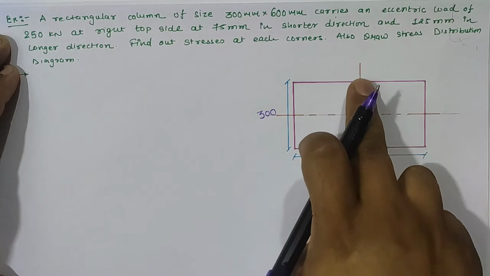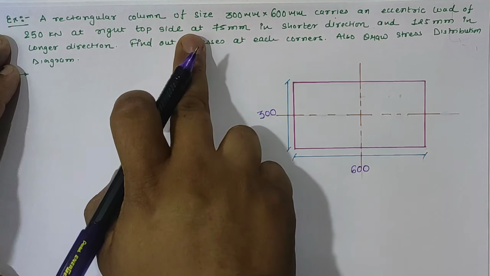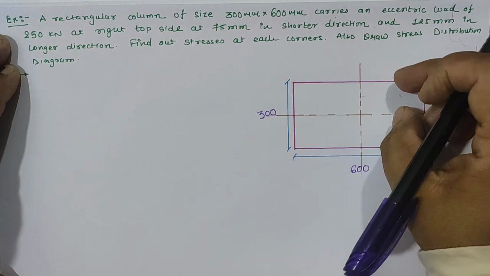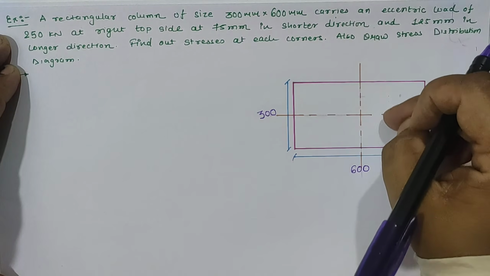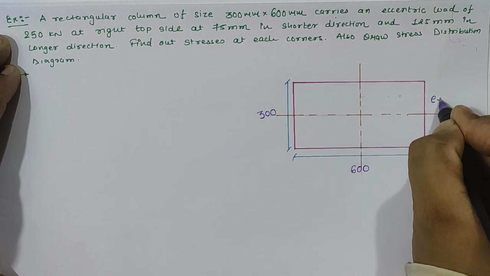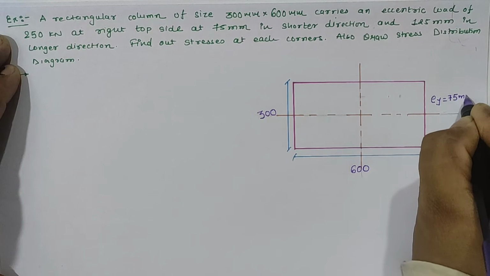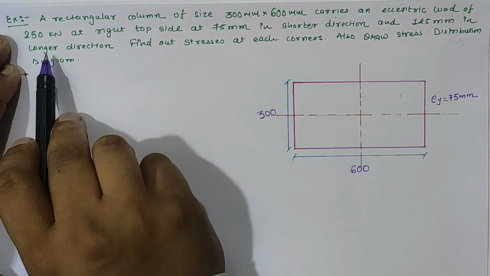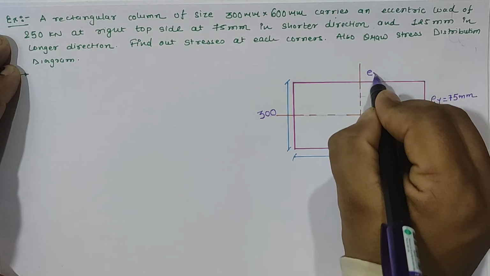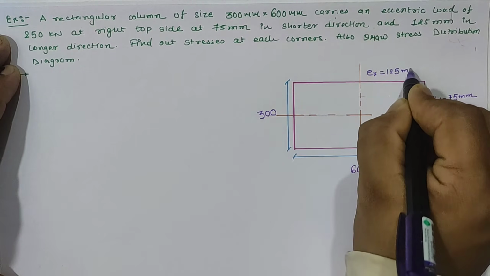It means the eccentric load is in the right top side of the section at 75 mm in the shorter direction. So 75 in the shorter direction, it means in vertical direction our eccentricity, our Ey value is given as 75 mm, and in longer direction the value is 125. So our eccentricity in longer direction is given as 125 mm.